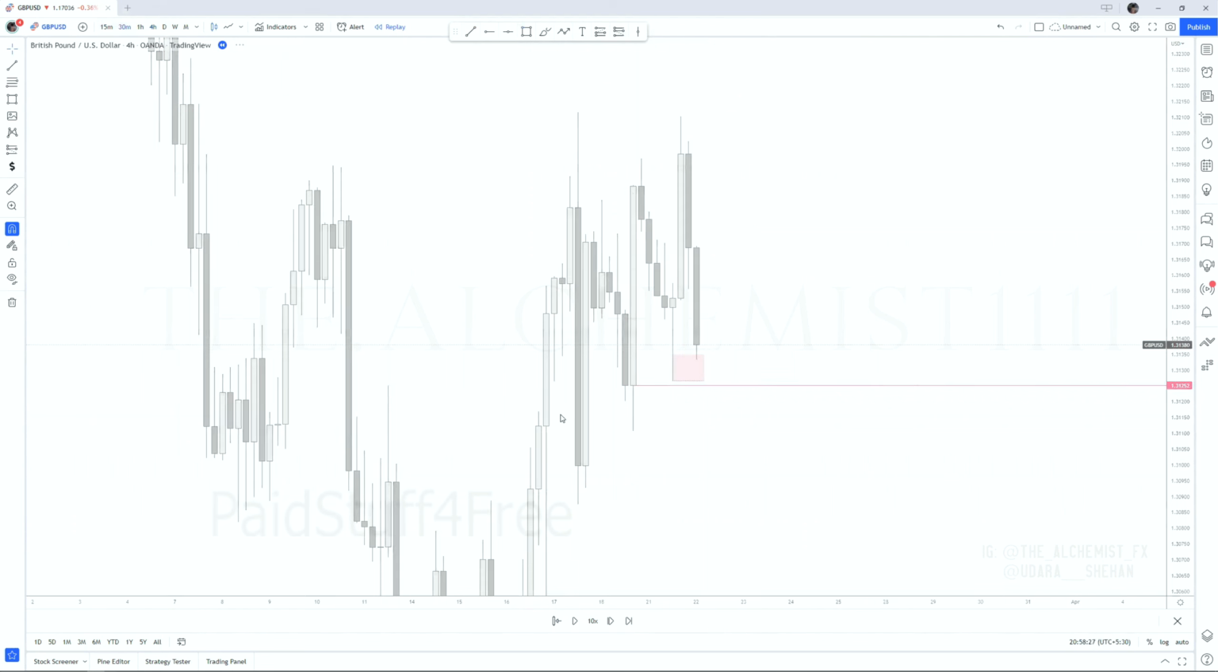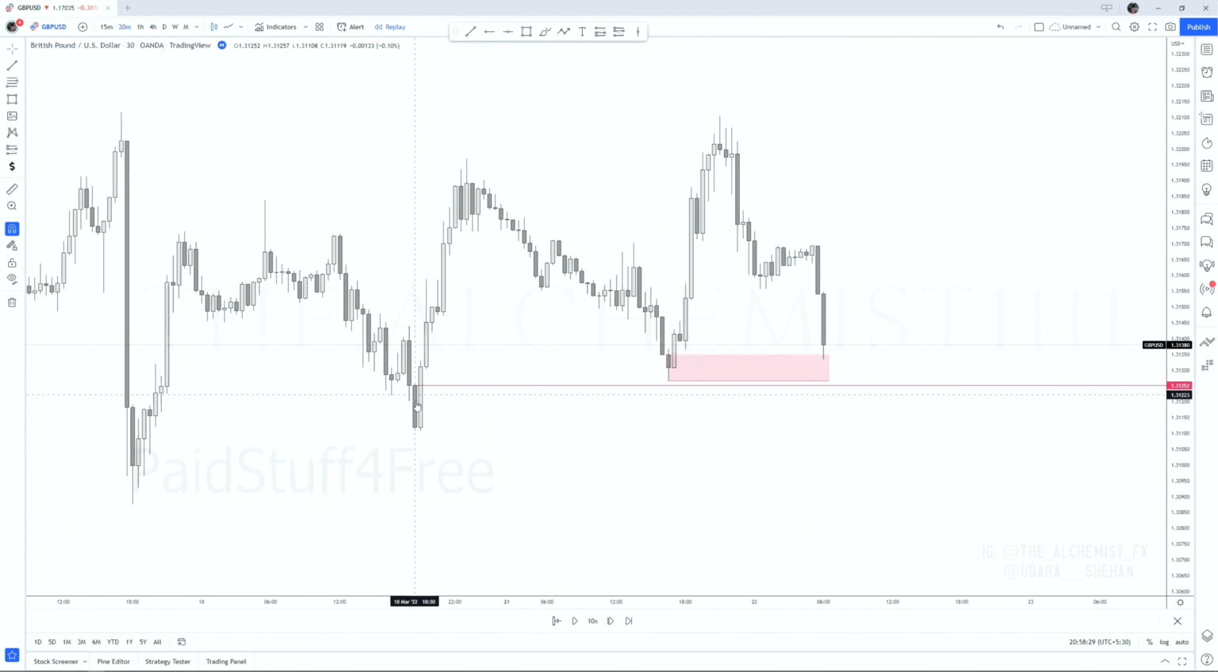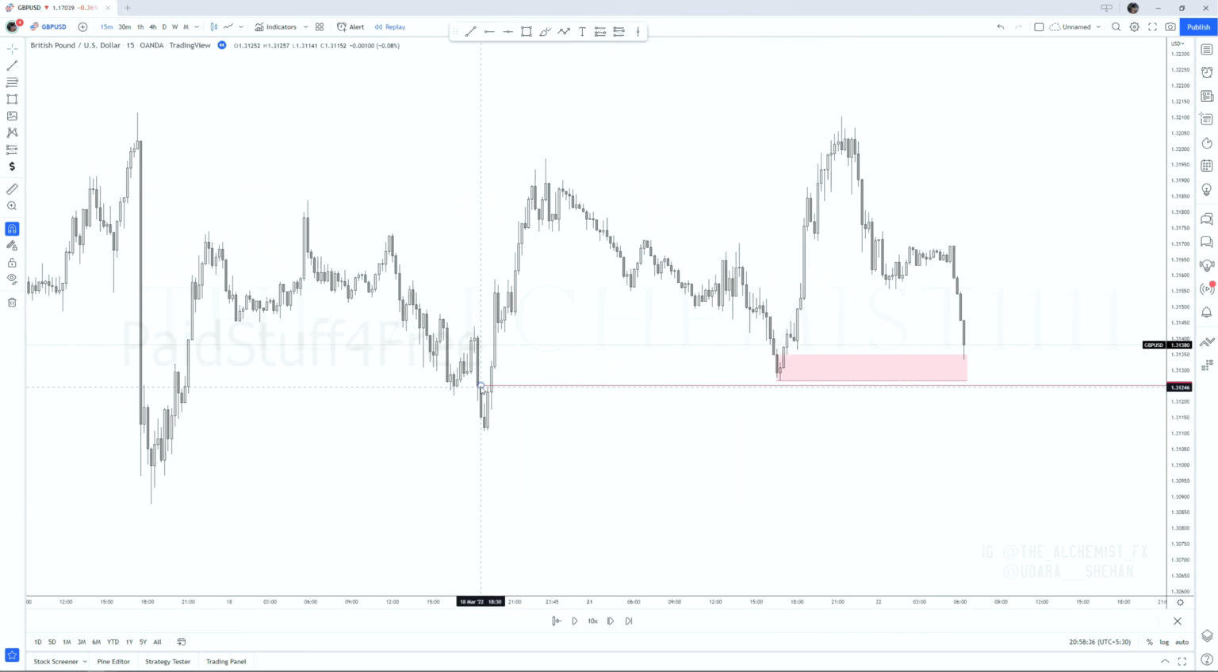But if you go to 30-minute, what is that? An order block. See that? On the 30-minute, it is an order block, a full-bodied clear one. And yeah, you can even refine it to this 5-minute rejection block that is in here. See that? The tiny one.